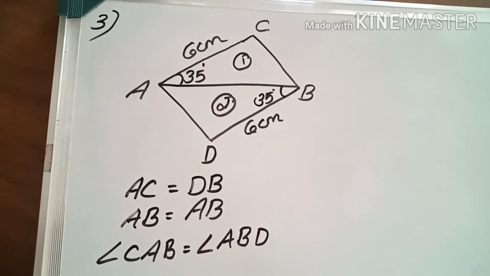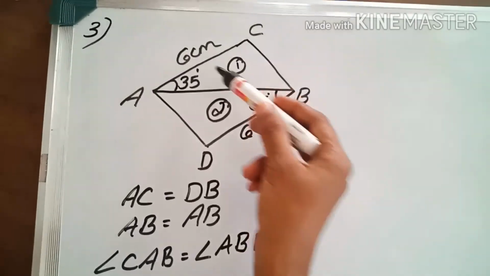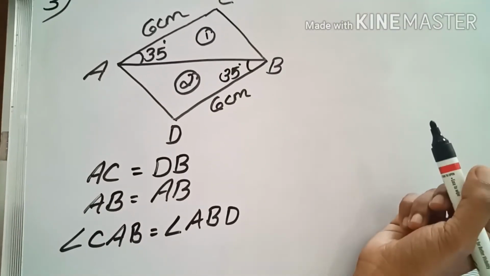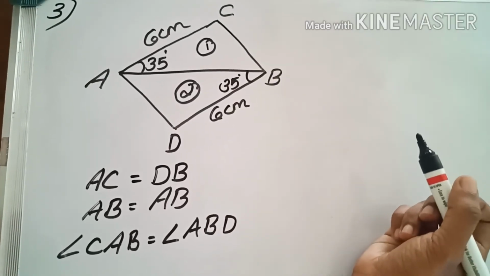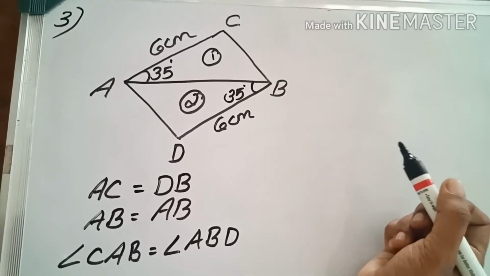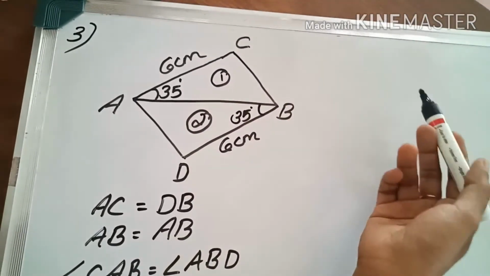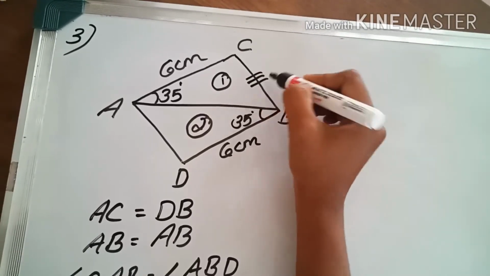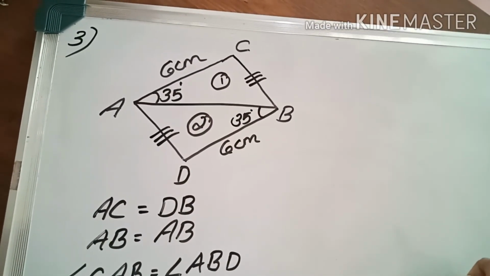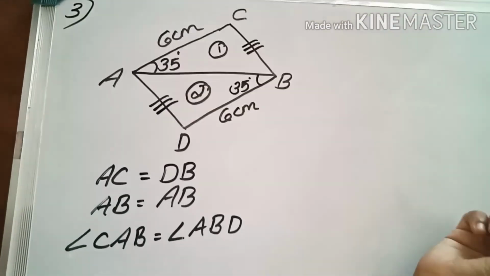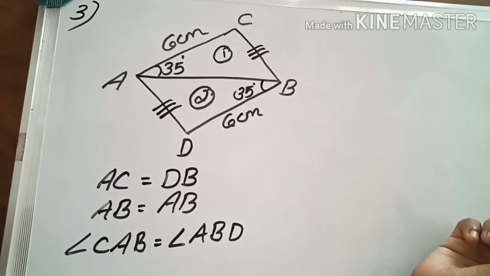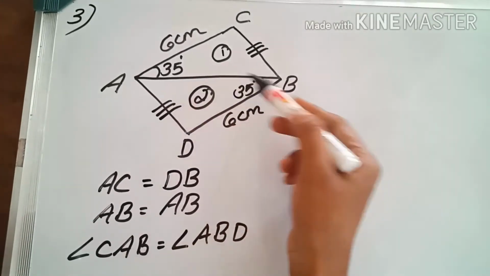Now what can we say about these two triangles? Two sides equal, and the angle between them also equal. That means these two triangles are equal triangles. Equal triangles means the remaining third side will also be equal. That means this third side and this third side will be equal. And the angles opposite to equal sides will also be equal. Which all are the angles opposite to equal sides? These two are the first angles.